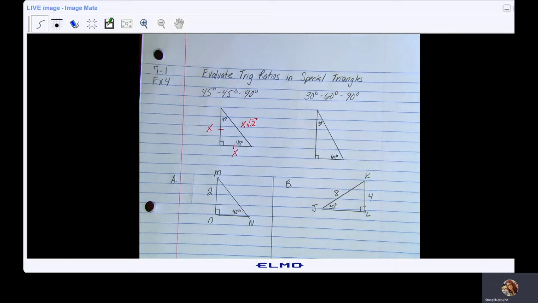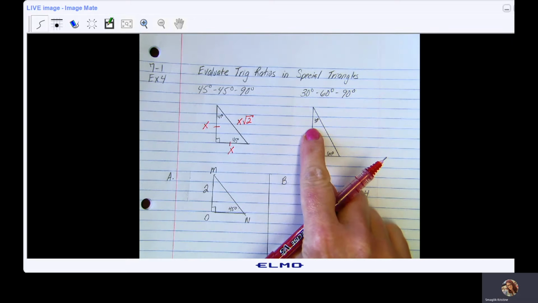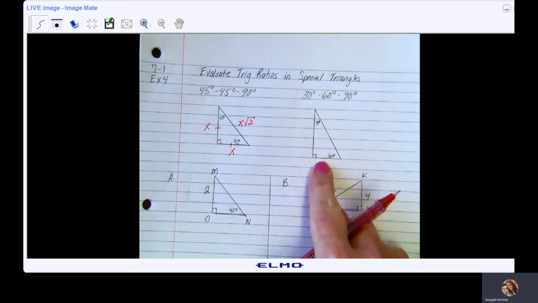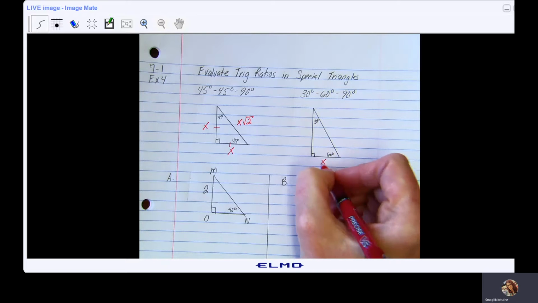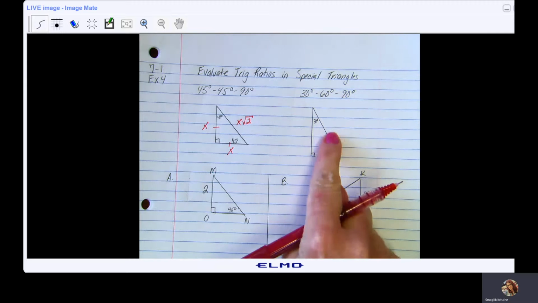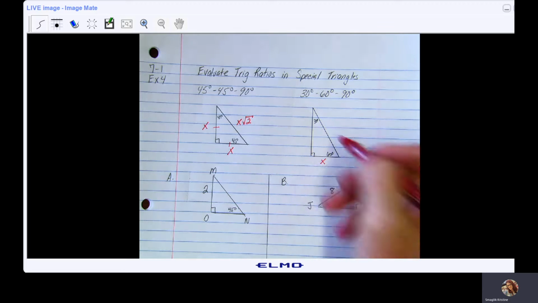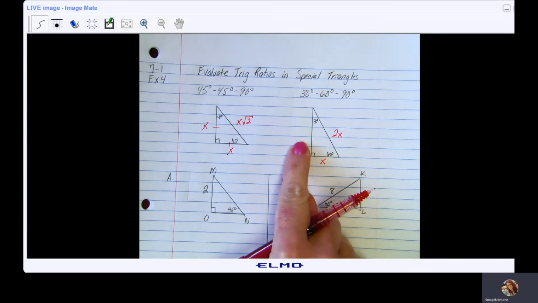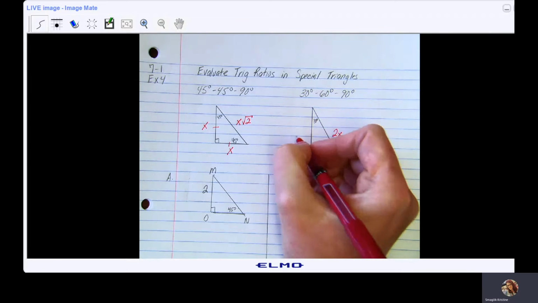If we look at a 30, 60, 90-degree triangle, remember your shorter leg is always opposite the smallest angle. So my smallest angle here is 30 degrees. So my short leg is opposite that. And your short leg is just some distance, we'll call it x, some length. The hypotenuse here is always 2 times the length of whatever your short leg is. So this is 2x. And then your long leg is going to be your short leg times the square root of 3.